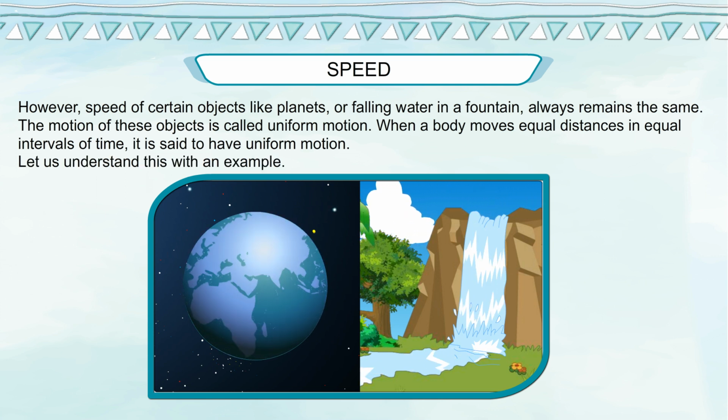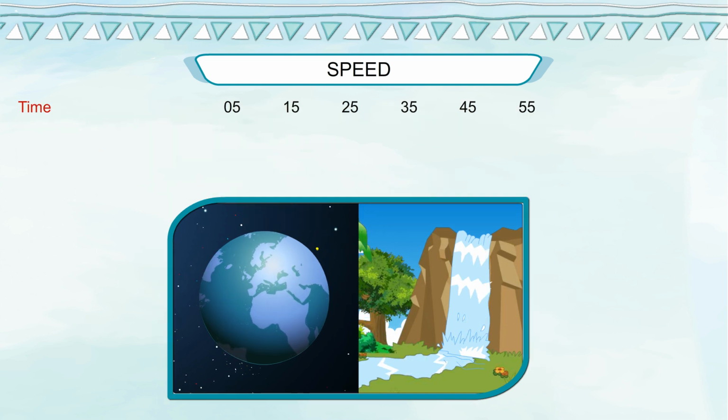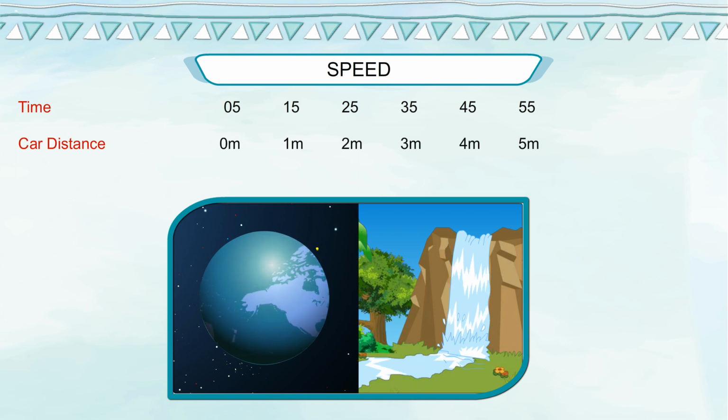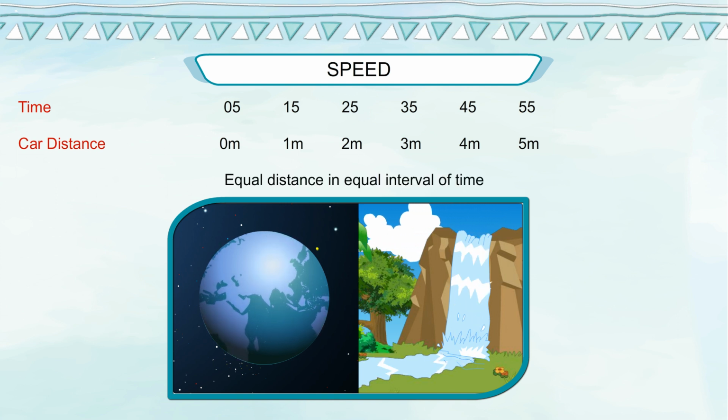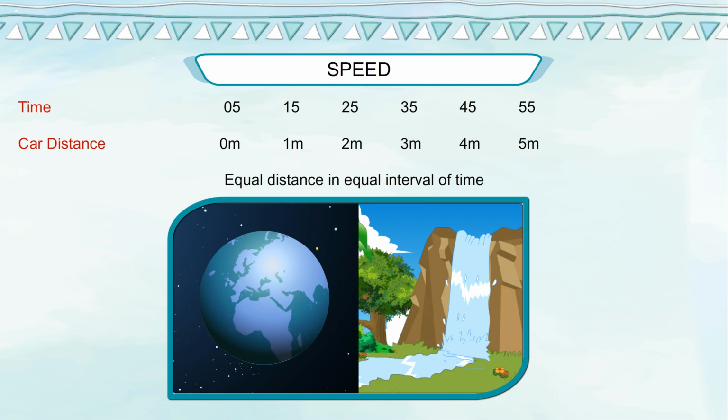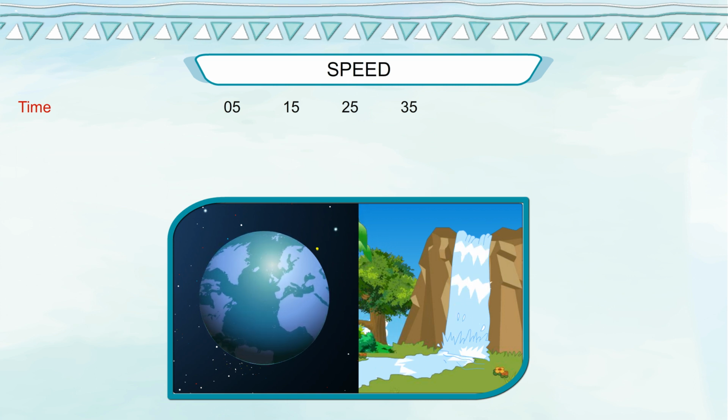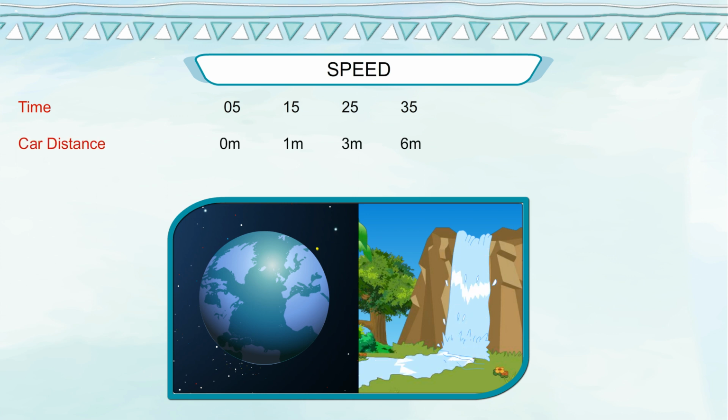Let us understand this with an example. Time 0 s, 1 s, 2 s, 3 s, 4 s, 5 s. Car distance 0 meter, 1 meter, 2 meter, 3 meter, 4 meter, 5 meter. Equal distance in equal interval of time. Time 0 s, 1 s, 2 s, 3 s. Car distance 0 meter, 1 meter, 3 meter, 6 meter. Unequal distance in equal intervals of time.